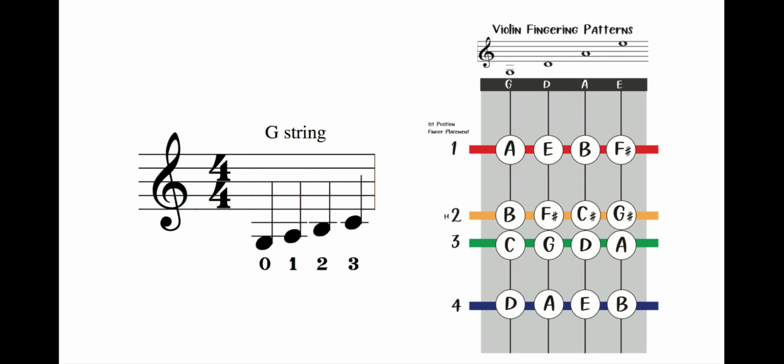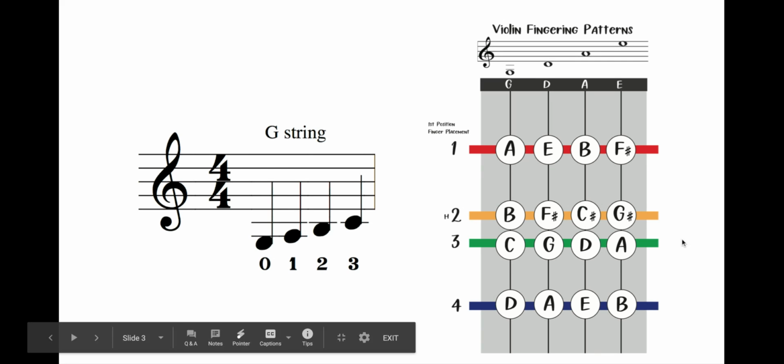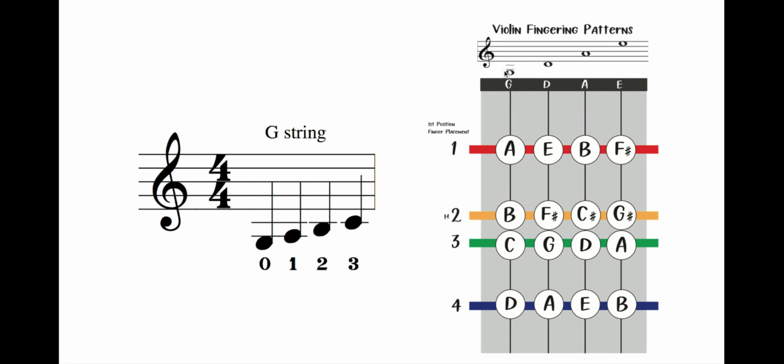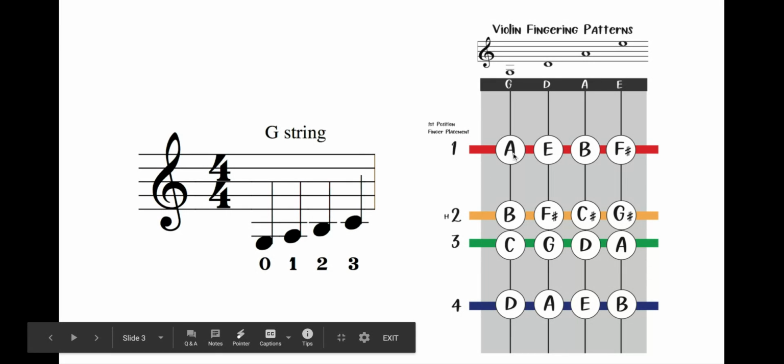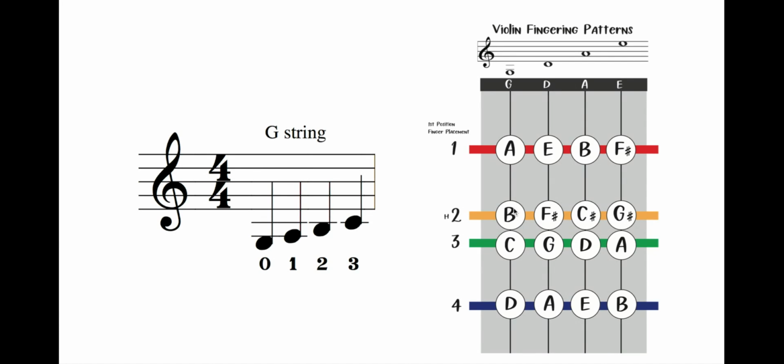Here are the notes on the G string. So the first note on the G string is the open G, and it's going to be a 0. So you can find that the G is right here. The first finger is going to be the note A, as you can see here. And the B is going to be a second finger.